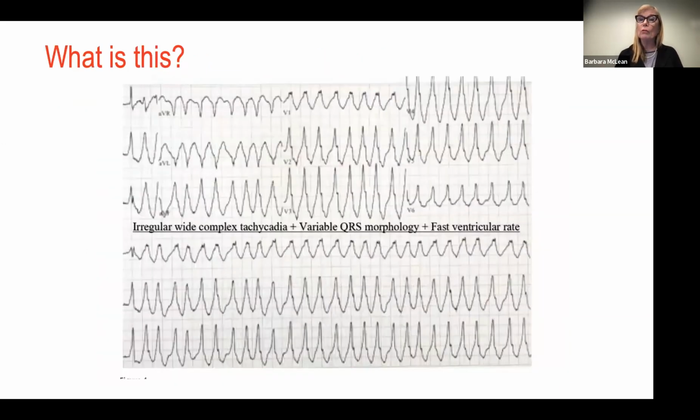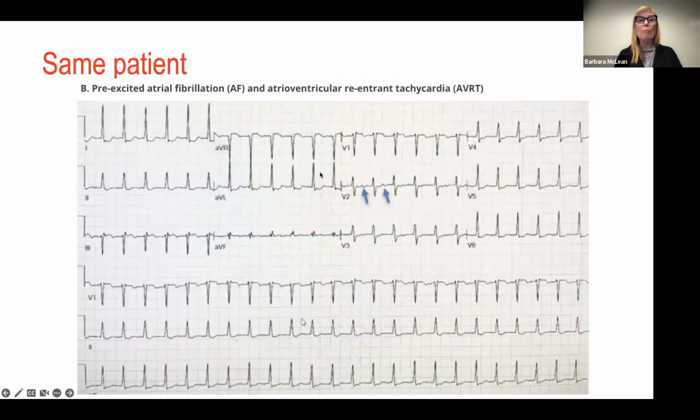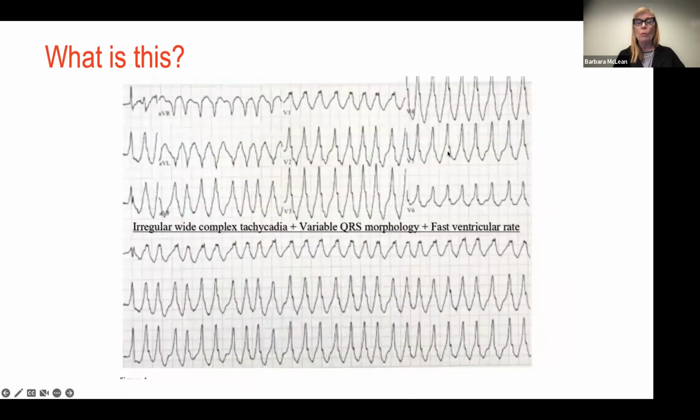Okay, so now let's take a look at this. Okay, so what do we think this actually is? This is actually atrial fibrillation with a left bundle branch block. That same patient who actually got treated, now take a look at your patient. So look at him again here with this irregular wide complex tachycardia.